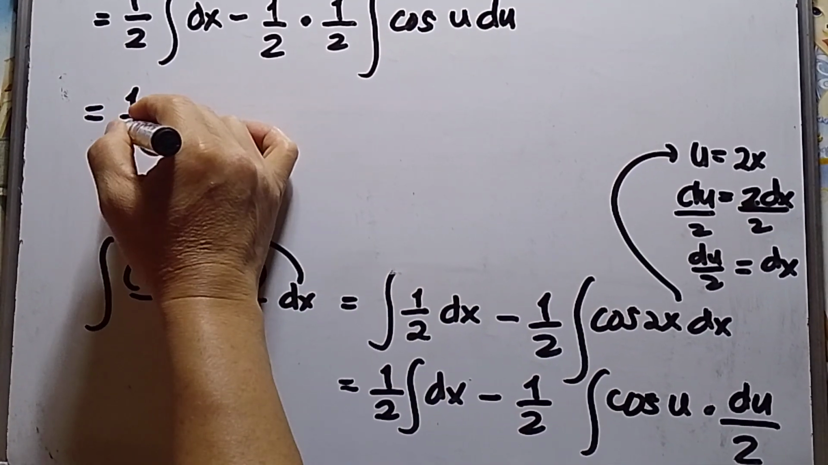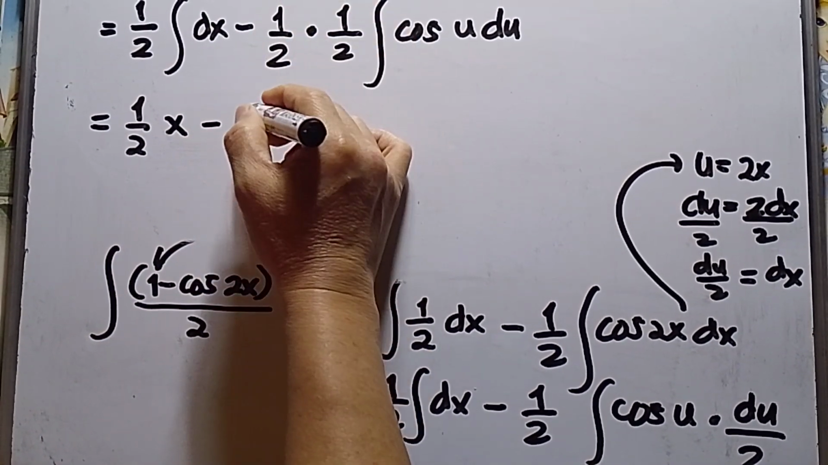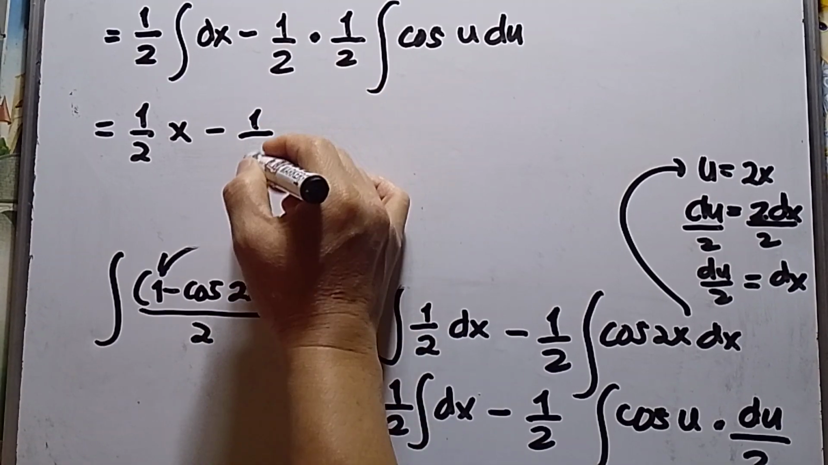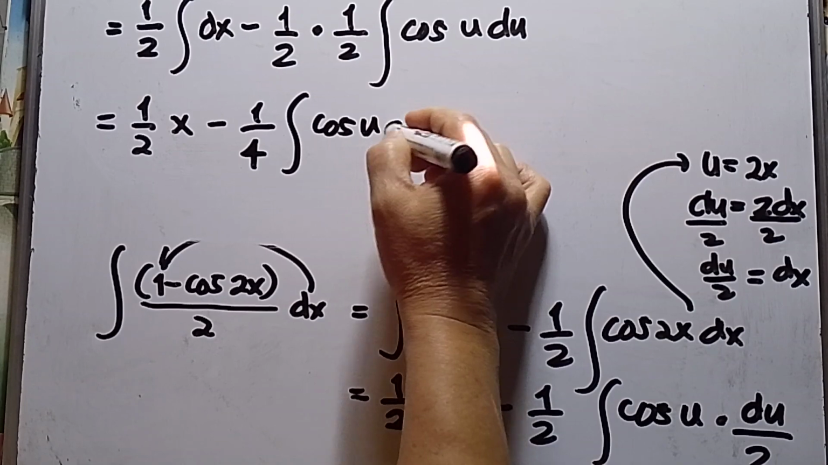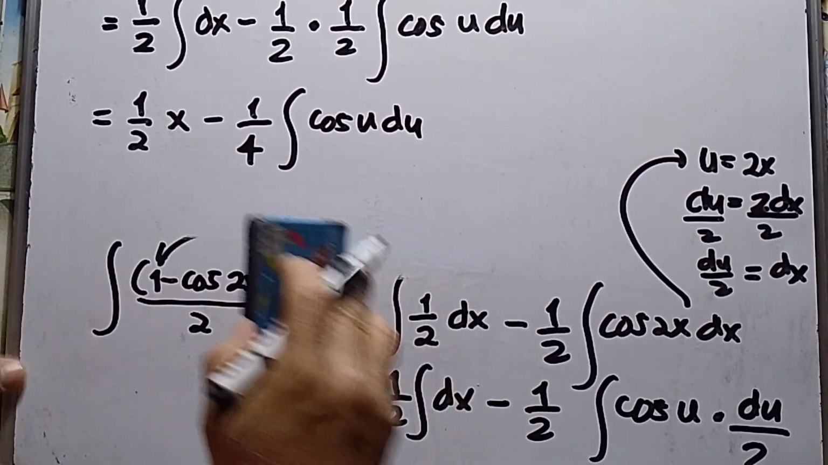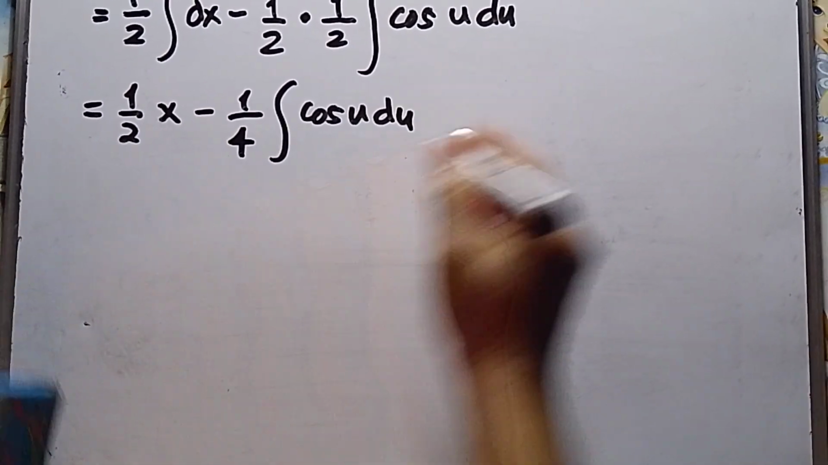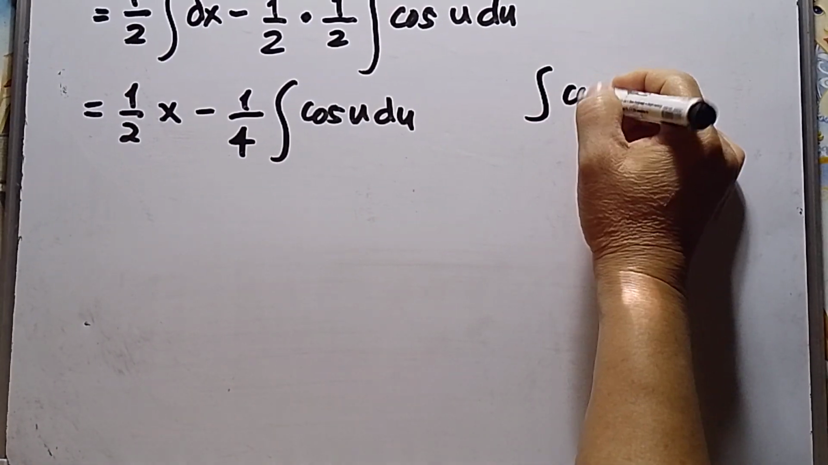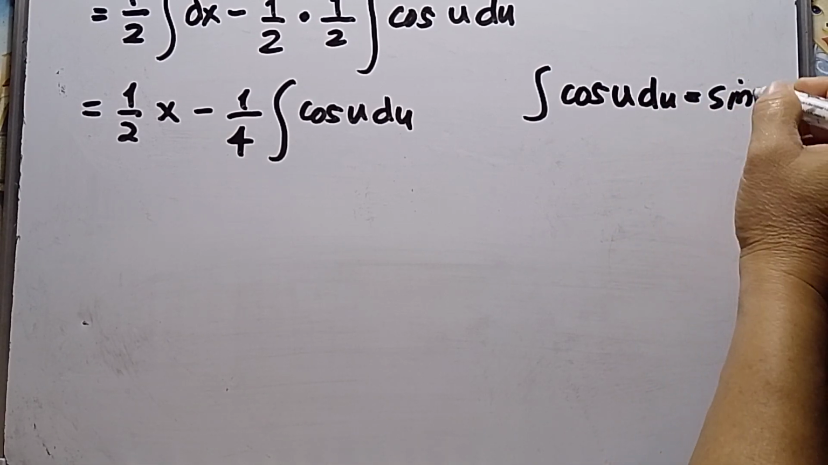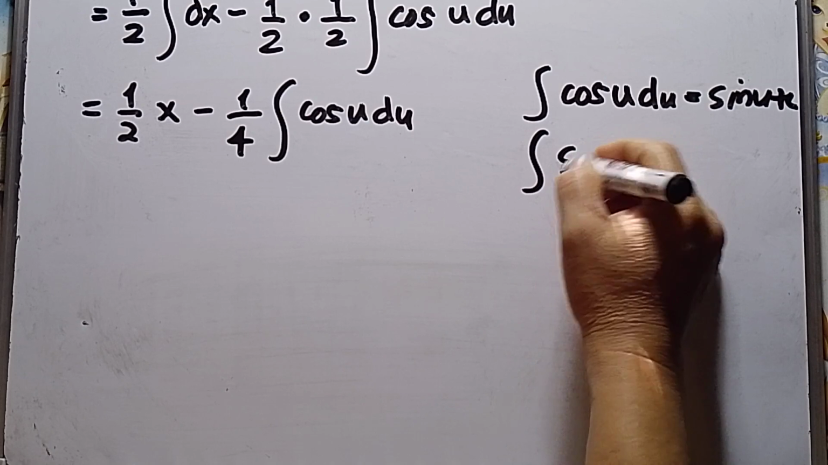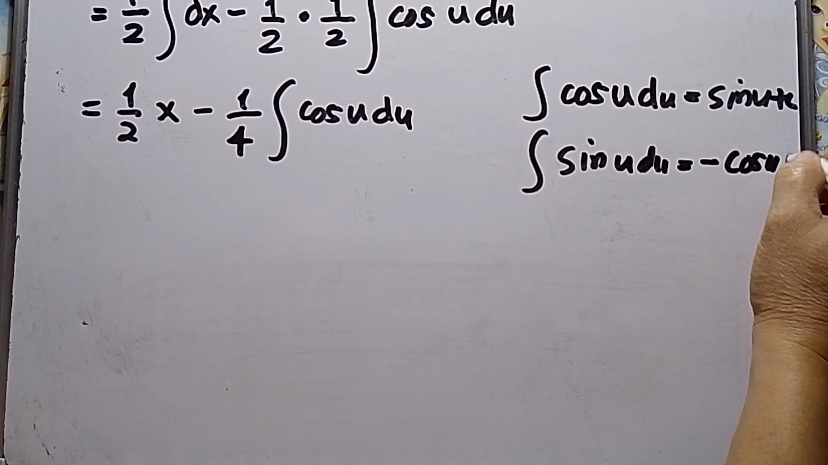So this will be 1/2. The integral of dx is x. Then this will be multiplied by 1, and multiply also the denominator, so this will be 4. Then the integral of cosine u du. So let us recall the formula of integration. Okay, the integral of cosine u du is equal to sine u plus c, while the integral of sine u du is equal to negative cosine u plus c.